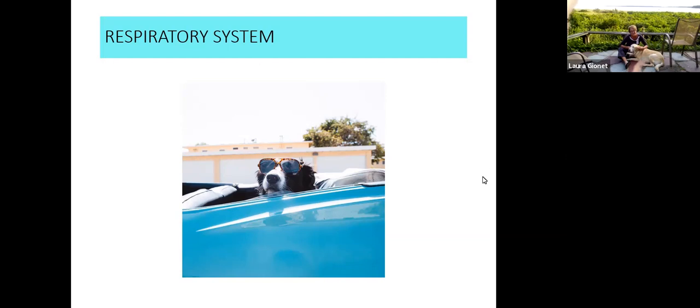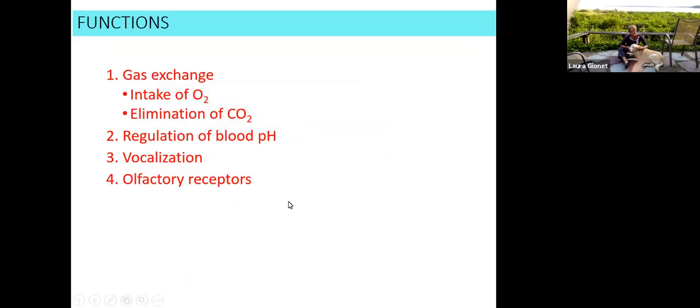So we're going to look at some basic functions of the respiratory system. Gas exchange for oxygen and carbon dioxide. Oxygen becomes absorbed at the alveoli in the lungs, and we eliminate carbon dioxide. We also regulate blood pH here, as we looked at in the carbonic acid cycle, or we will be looking at that. Vocalization, in speaking, and it contains olfactory receptors.